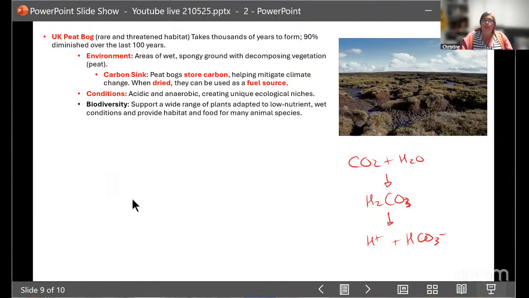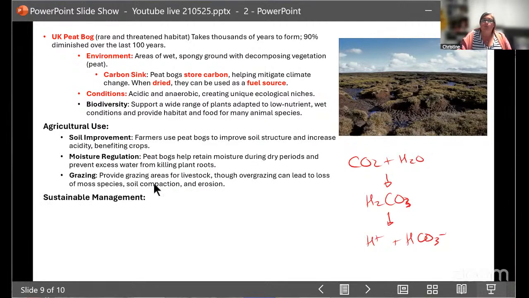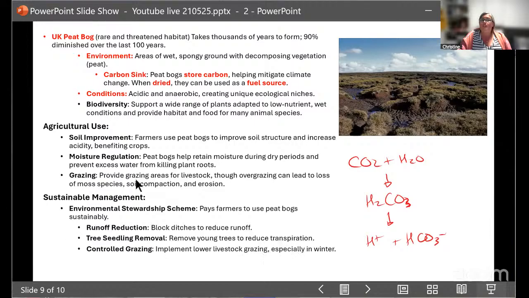So what do we need to know about biodiversity then? Biodiversity, supporting a wide range of those plants that need to be adapted to low nutrients, wet conditions, and also providing habitats and food for different animal species. So the animals that are going to be found there are going to have adapted to thrive in those areas. So that doesn't mean they're going to be the same animals that you would find in grasslands, for example. And then what can we do? Agricultural use, there's lots of things we can do. There's lots of sustainable management things that we can do as well.